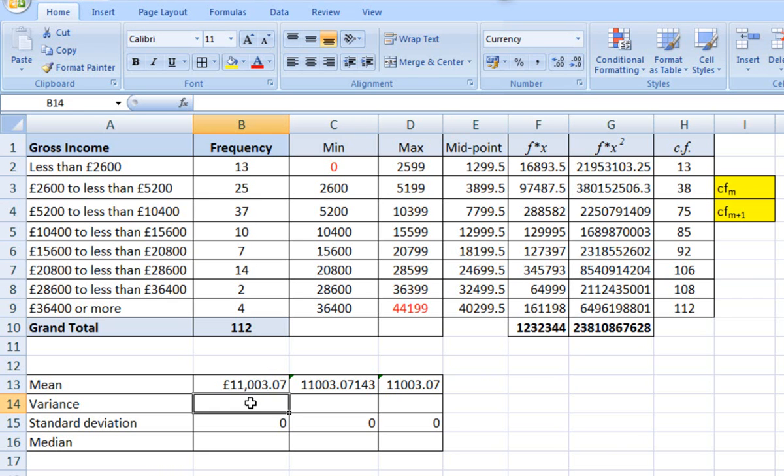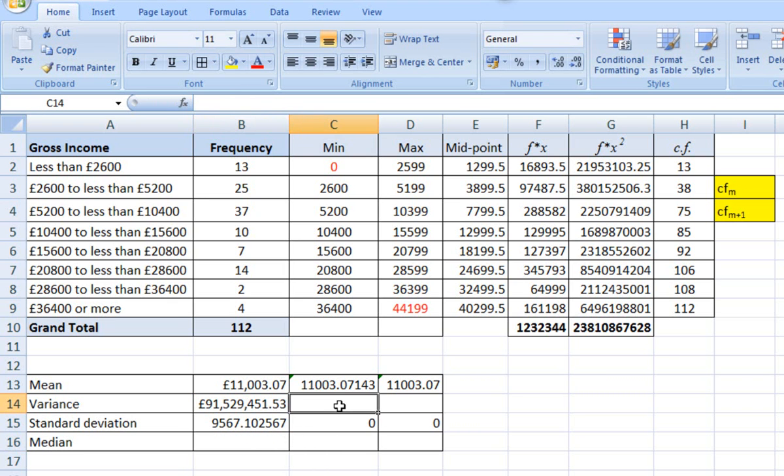So let's calculate it. It's equal to the sum of the fx squared divided by the sum of the f. This we need to put between brackets. So the sum of the fx squared divided by the sum of the frequencies, minus the mean, which we've calculated earlier, which is here in cell B13, to the power 2. Press enter, and that will calculate for us the variance. And therefore, if we take the square root of that variance, we'll calculate the standard deviation.